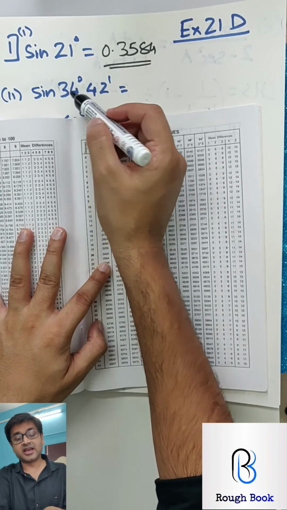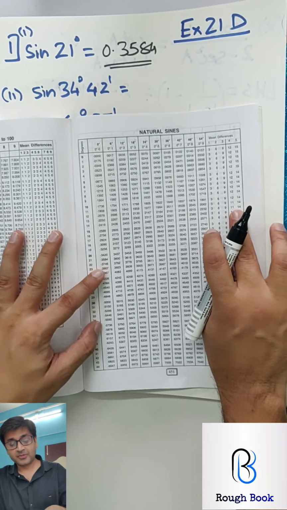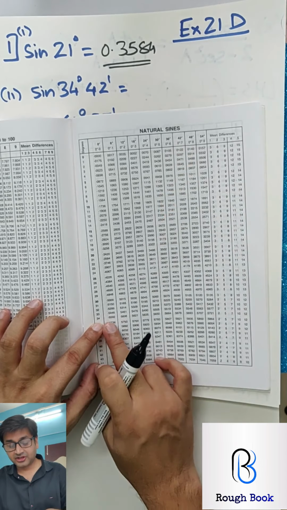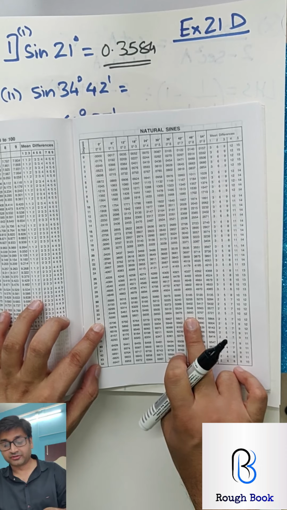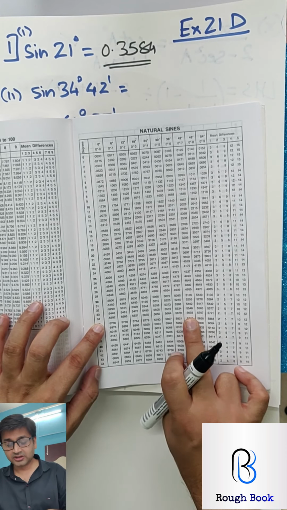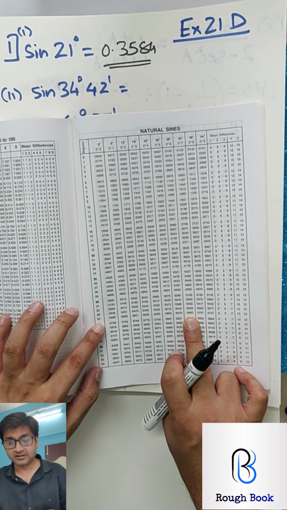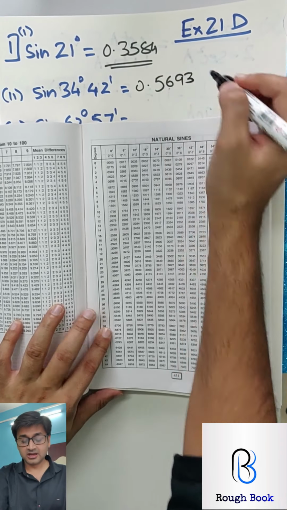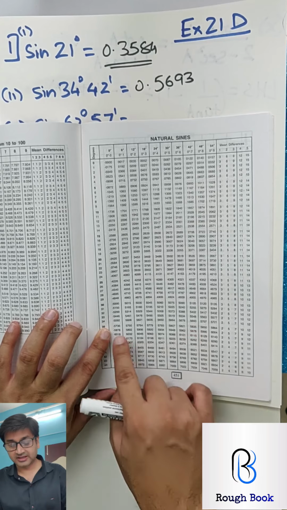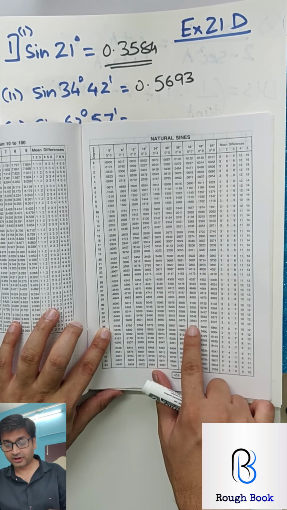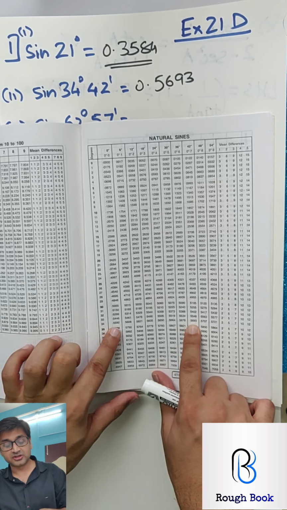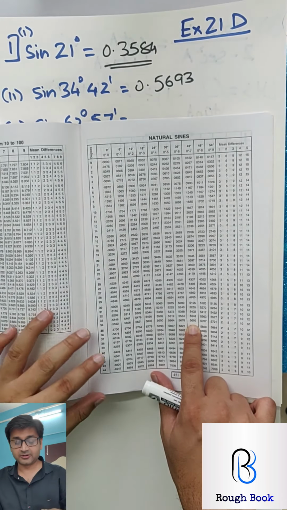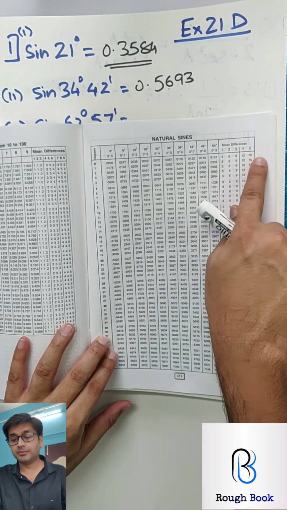Next one is sine 34 degrees, 42 minutes. So go to 34 degrees, but look at 42 minutes, and whichever value corresponds to both of them, that is your answer. So in this case 0.5693. So you will add 0.5693. They have written over here only 5693. See, 34, 42, 5693. But that point is assumed because in the start only point is there. So you will add 0 point. Don't forget that.